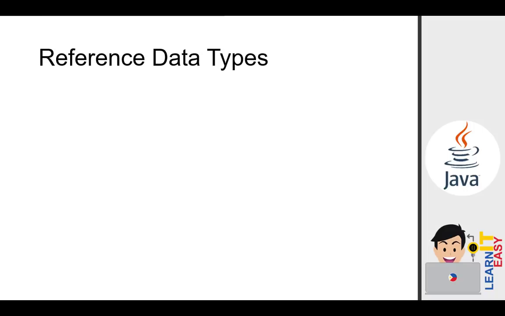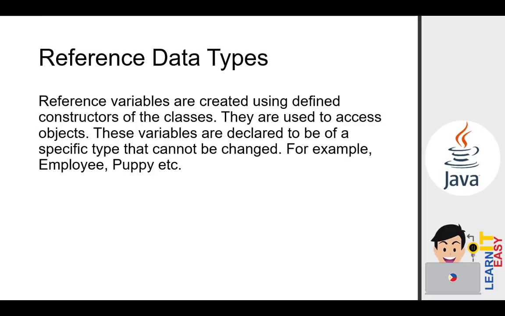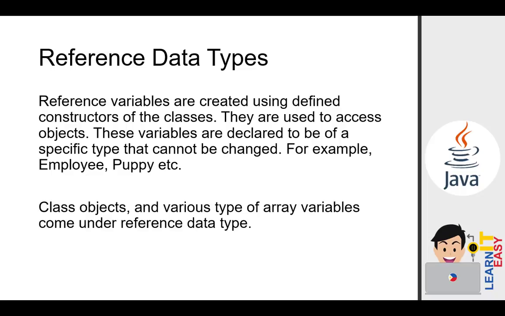Next is, pag-usapan naman natin ang reference data types. Reference variables are created using defined constructors of classes. They are used to access objects. These variables are declared to be of a specific type that cannot be changed. For example, employee, puppy, and etc. Class objects and various types of array variables come under reference data types. So, ang mga objects daw and various types of arrays or array variables are under reference data type.